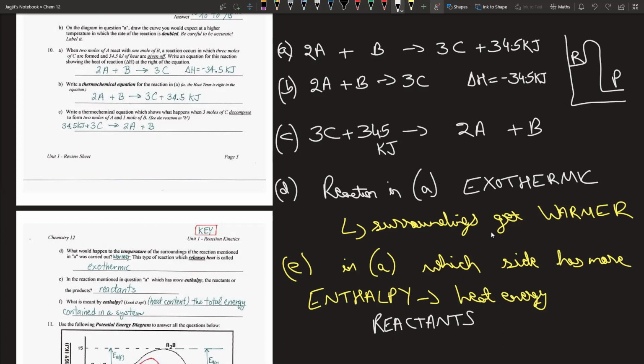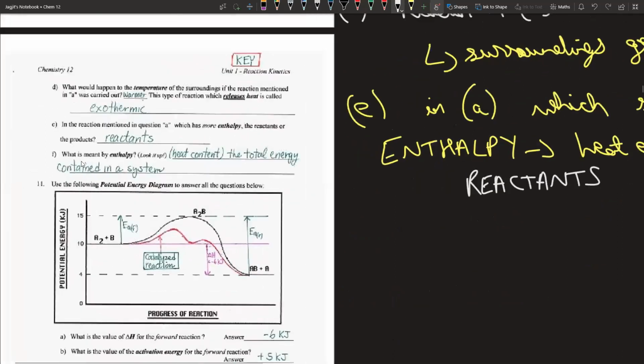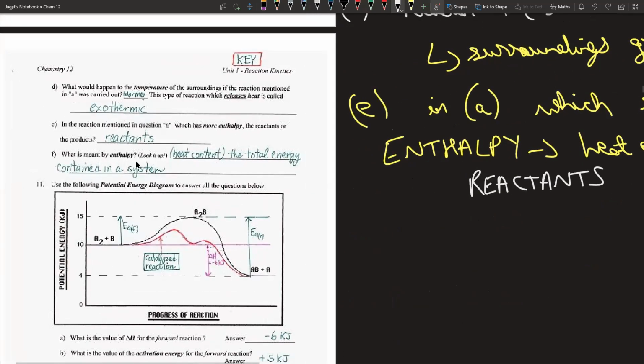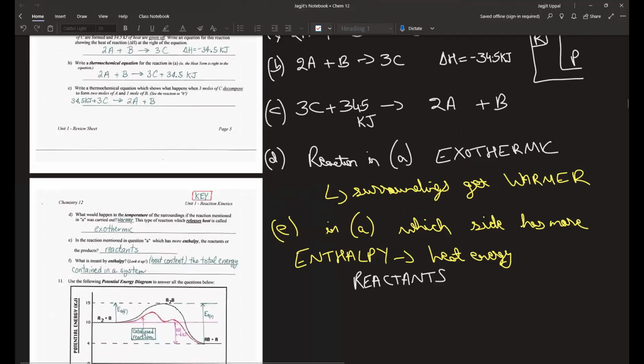Okay? In the F part, they're saying, what's the meaning of enthalpy? So exactly what you just asked. What's the meaning of enthalpy? It's the heat content, the total energy contained in a system. Does that make sense? Pretty much your heat energy or your heat content. Okay, so that's it for today. Make sure you recap all of this, and we'll cover the rest of the topics in the next class.